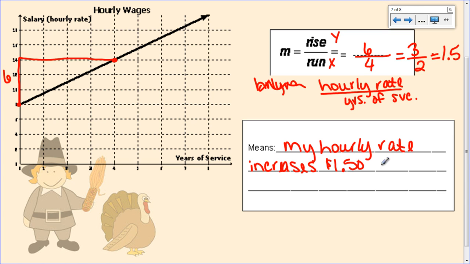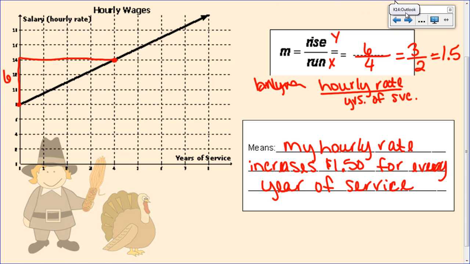Increases $1.50 for every year of service. So every time I work an extra year, I get an extra $1.50. So when I work from 1 year to 2 years, I get a $1.50 raise. Then when I make it to my 3rd year, I get another $1.50 raise. And then when I get to my 4th year, another $1.50 raise. So every year that I work, I get an extra $1.50 raise.